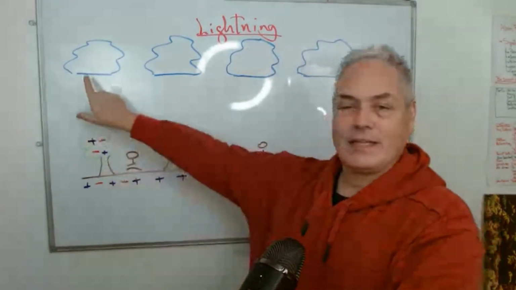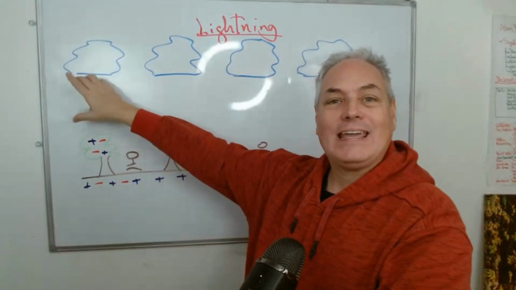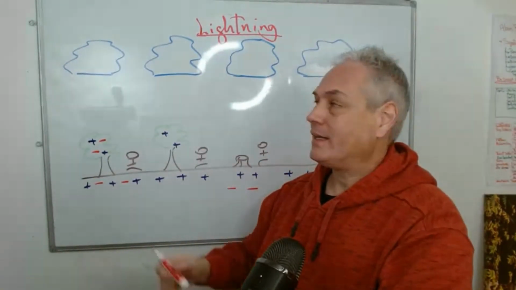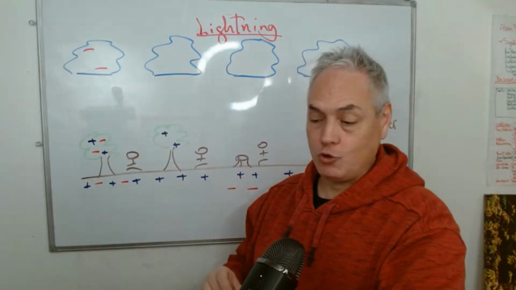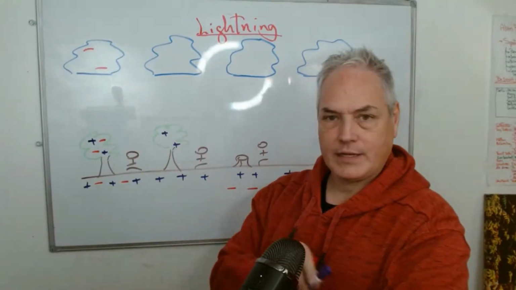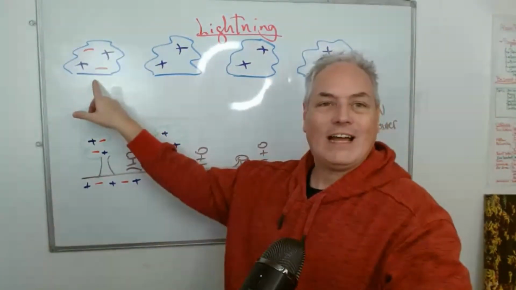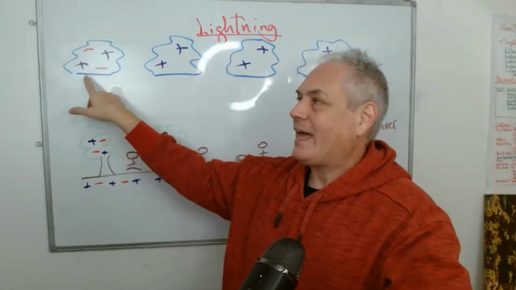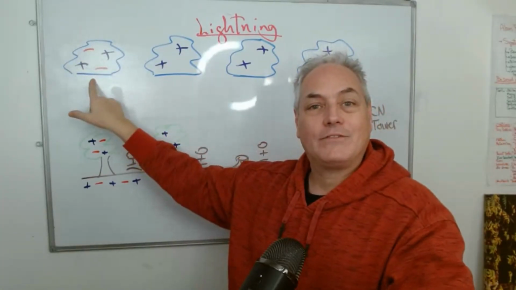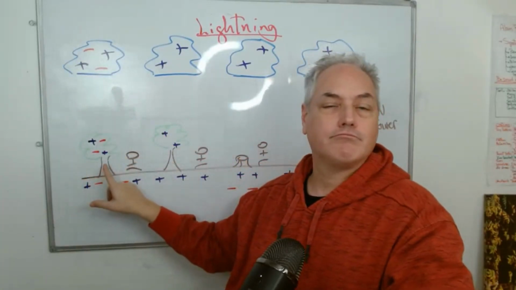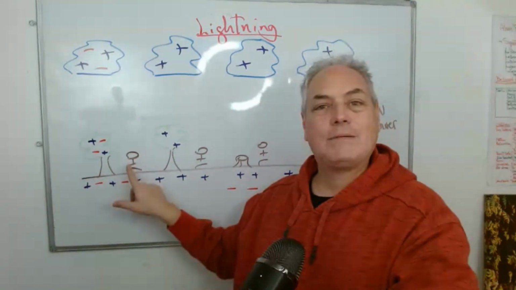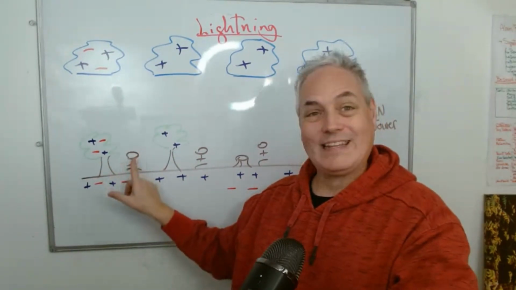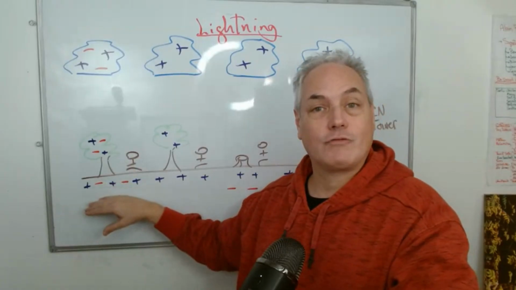So first of all, if I have a cloud here in the environment, at the beginning you have a neutral object. So here I have a neutral cloud that has the same number of positive and negative charges, and here I have a tree, same number of positive and negative charges. Same thing with the human, same number of positive charges and negative charges, and the ground is gray.